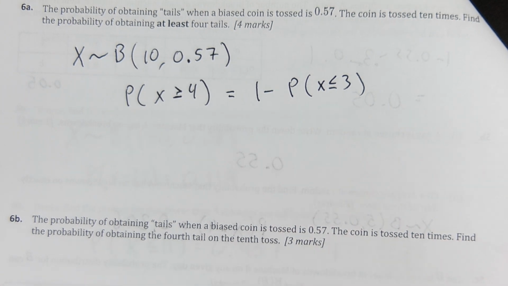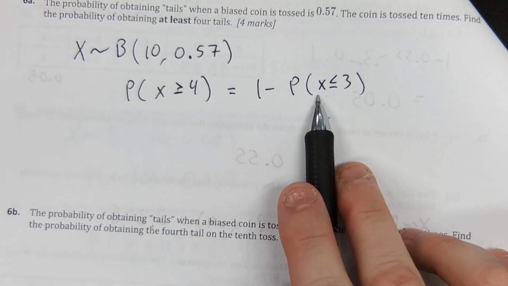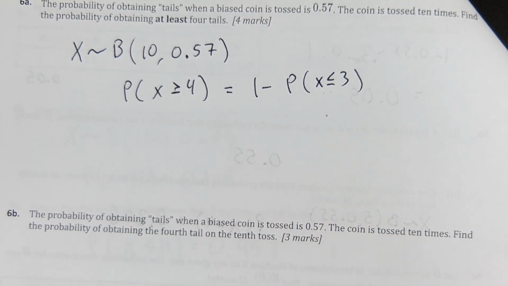What you're not going to do is write binom CDF or anything like that on your paper. But that's what it is. We're doing CDF, cumulative, because it's adding up the probability of 0, 1, 2, and 3. And then it's subtracting those 4 different things from the number 1.